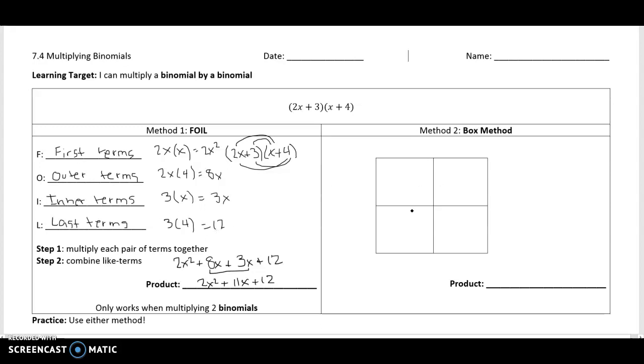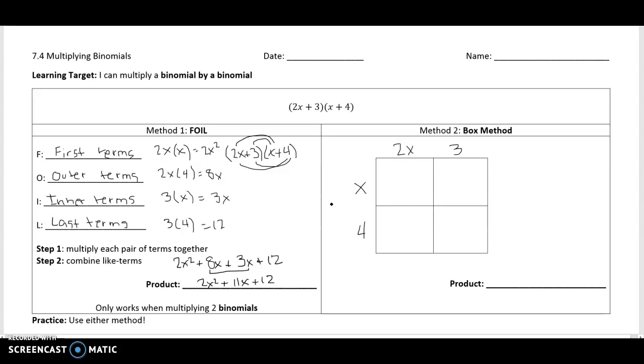So now for the box, we have a box, correct? On the outside, we set up our binomials. Okay, so I'm going to put my first binomial on top, and each term gets a spot. So 2x goes here, 3 goes there. Next binomial will just go down the side. x goes there, 4 goes there. If any of these were a negative, you would just put the negative with whatever term it belongs to. But these are both positive, so everything is positive.